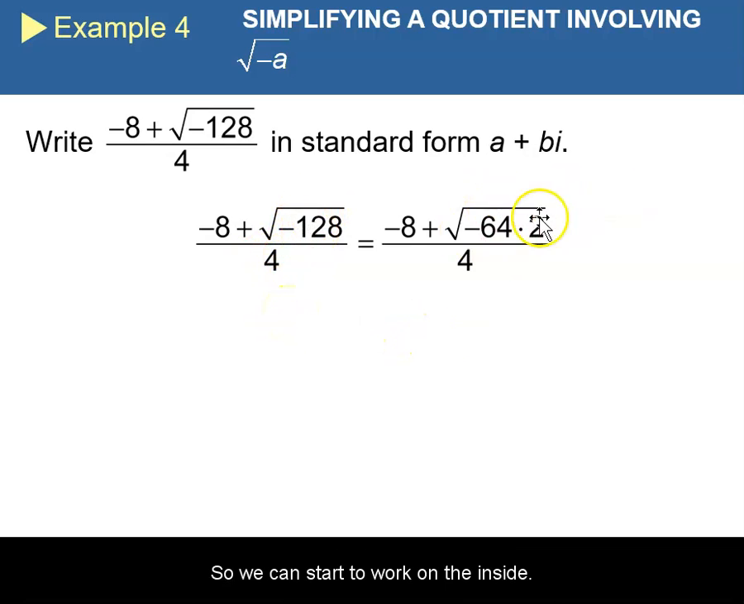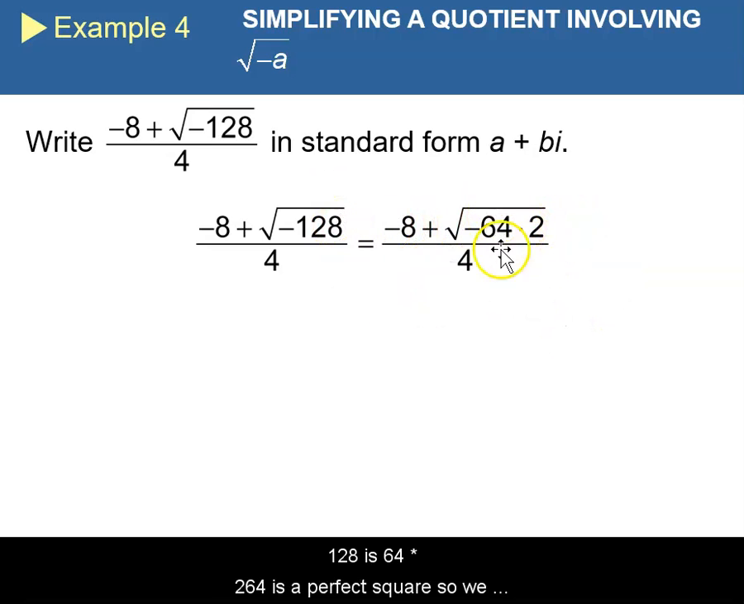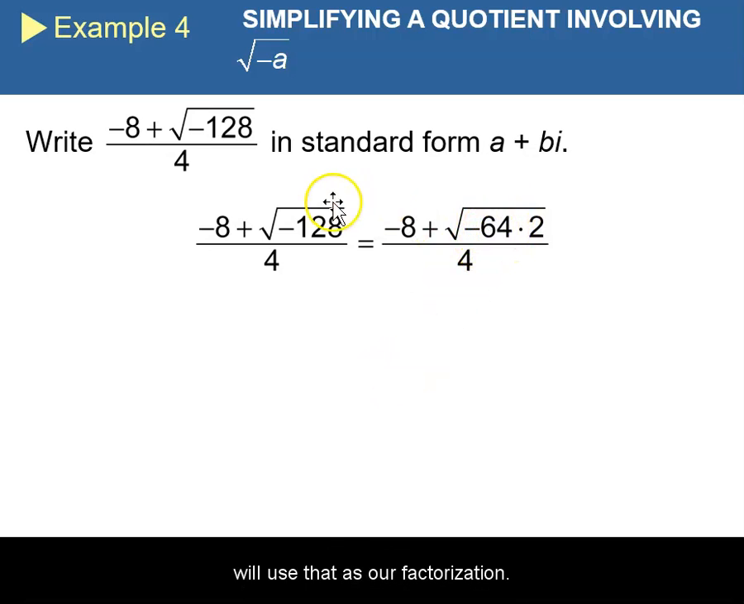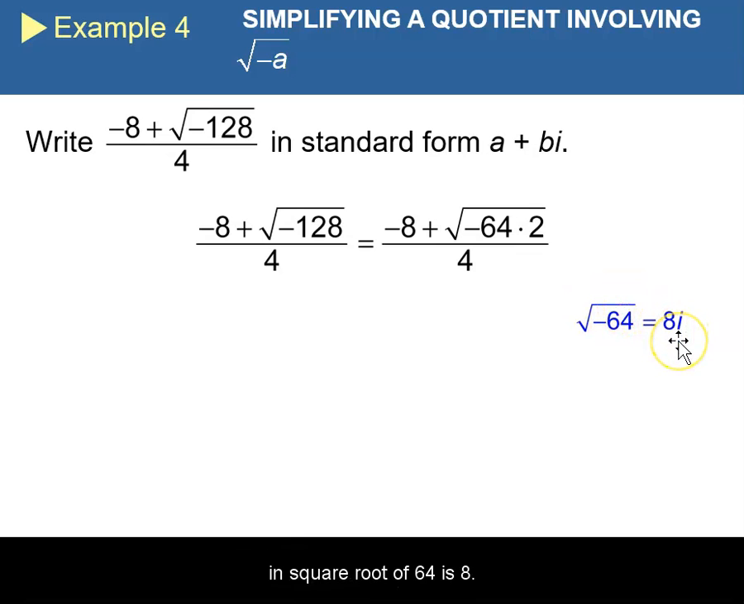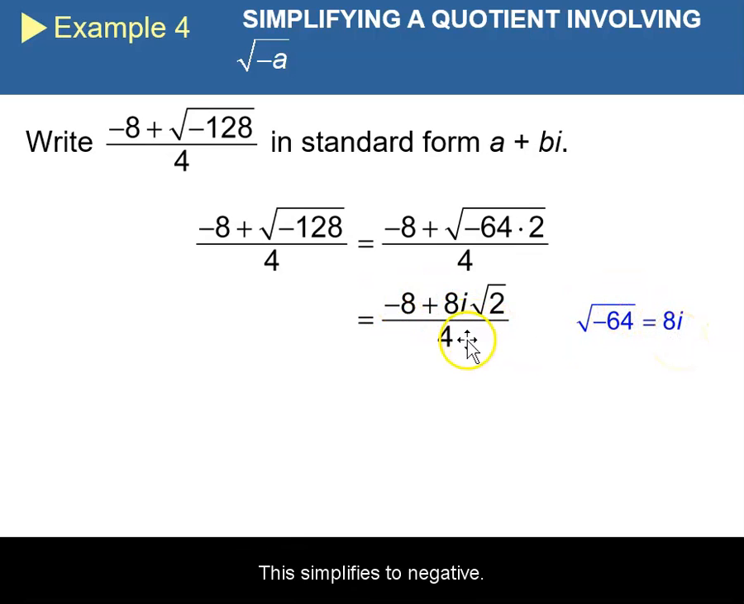So we can start to work on the inside. 128 is 64 times 2. 64 is a perfect square, so we will use that as our factorization. So I know square root of negative 64 is just 8i because I'm pulling out the i, and square root of 64 is 8, right? So this simplifies to negative 8. This turns into 8i root 2.